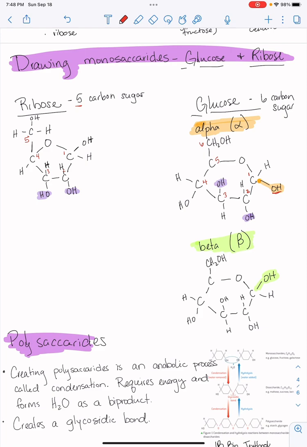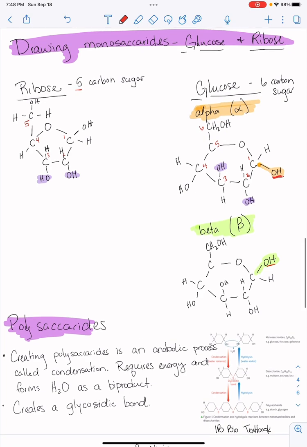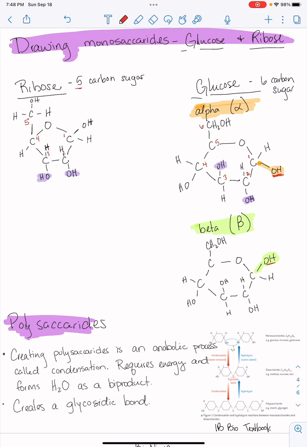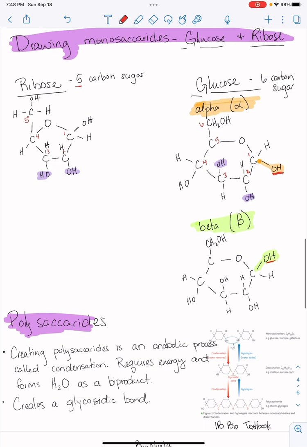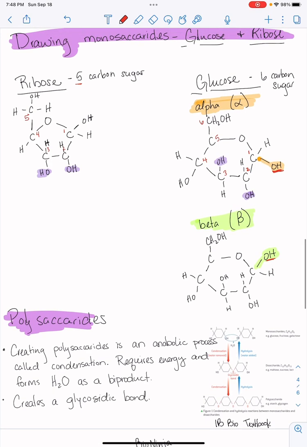So this is the main difference. We have the OH group pointing down with alpha, and then with beta, it's the same molecule, it's just now the OH group is pointing upwards. And I know this kind of looks confusing and probably doesn't make too much sense. So one of the things that we will do in class is build these molecules so you can actually see how they are different.